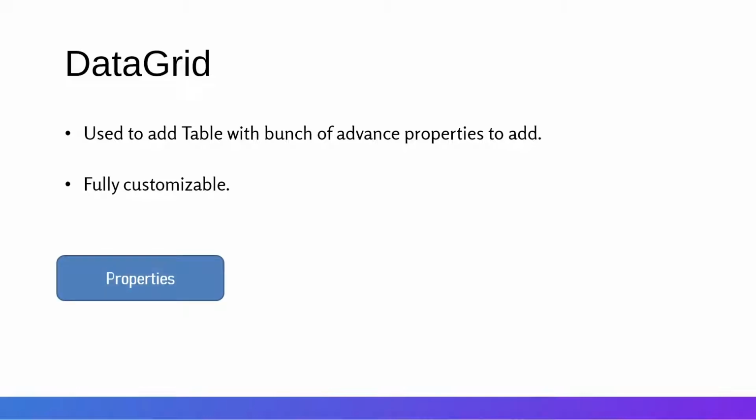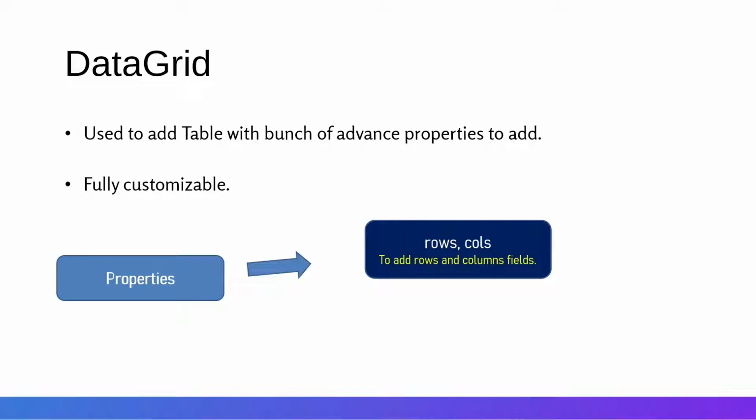Now we can see the properties of the data grid. The data grid has a lot of properties, but in this PPT we will just discuss a few, because if we specify all of the properties then the video length will be very long. The first property is rows. The rows are used to define the data inside the data grid, and the rows are the actual data which are linked to the fields of the data grid. And the columns are used to add the fields inside the data grid.